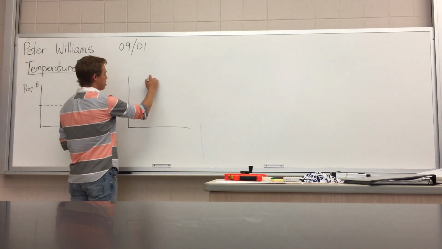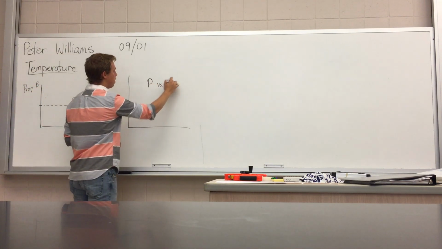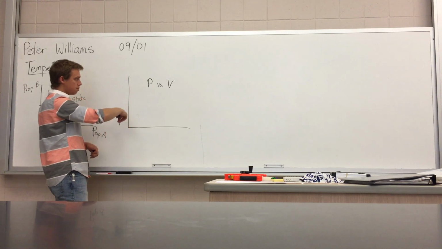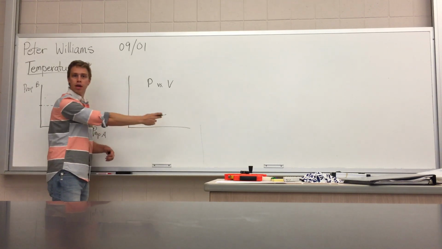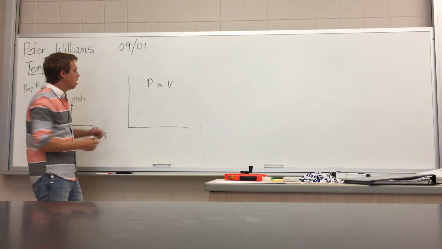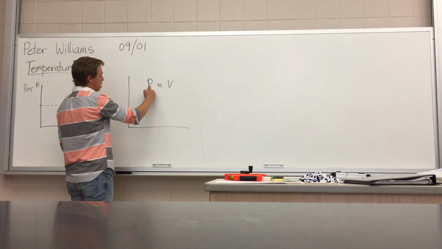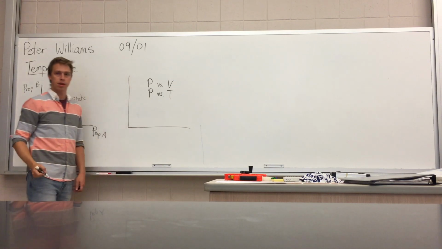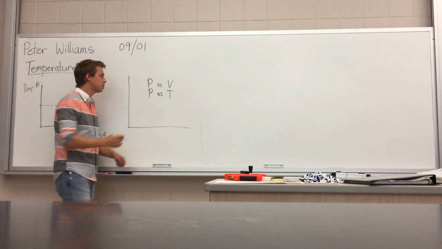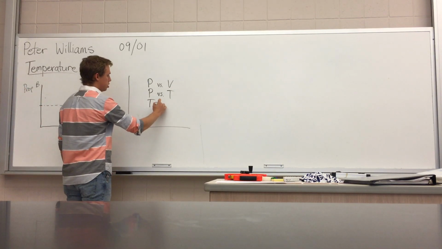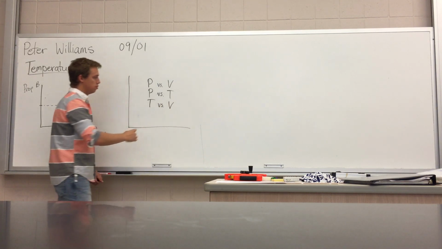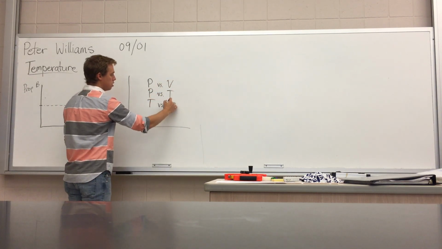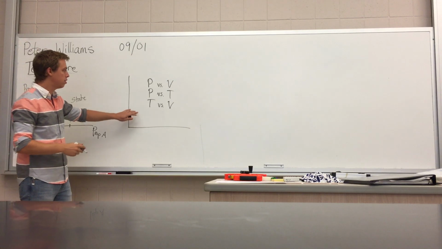So first of all, there's pressure versus volume. Okay, we can put pressure on this axis and volume on this axis, volume along the x-axis. We could do pressure versus temperature. If we wanted to put temperature on this axis, we could do temperature versus volume. Oh, and I said I would use the little hook on the V for my volume for now.